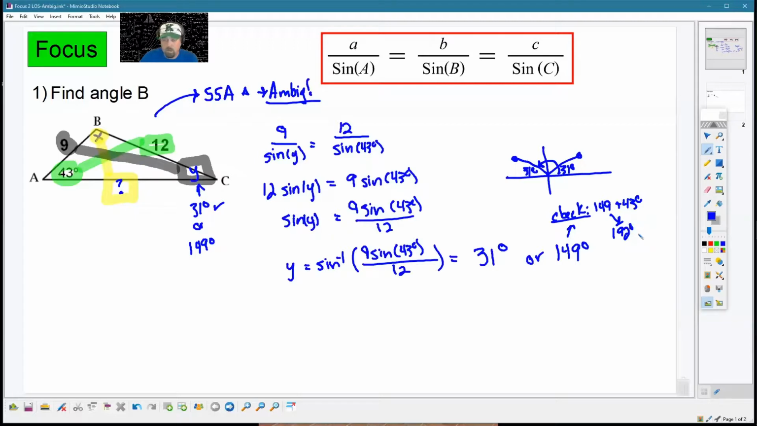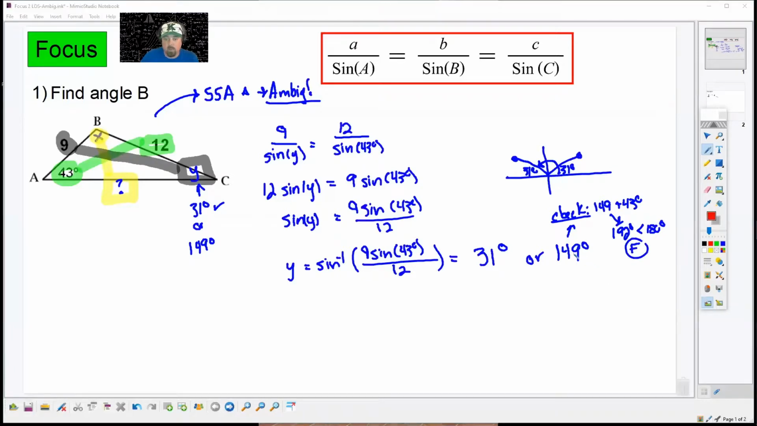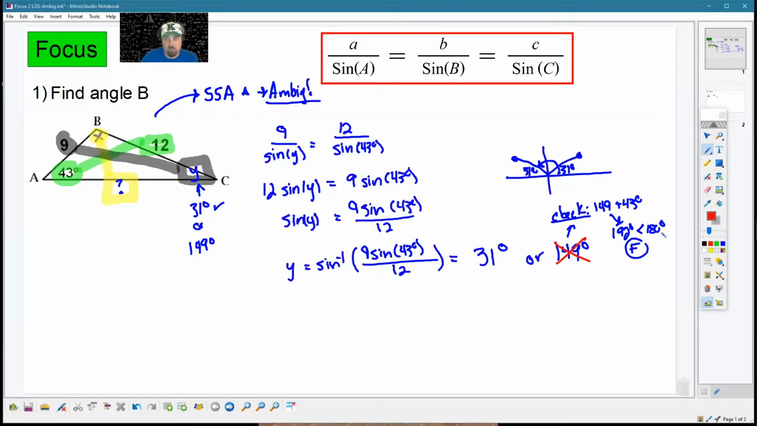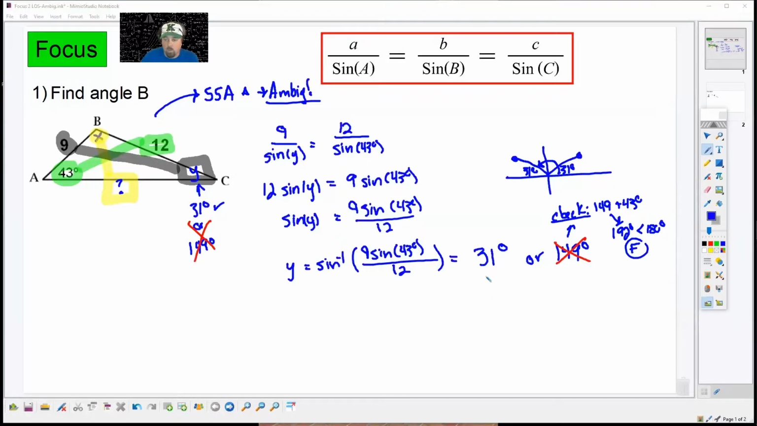Is it possible to have a triangle where two angles add to more than 180? No. This number has to be less than 180 degrees. Since this is a false statement, even though it was possible, does it actually happen this time? Doesn't. So is there an "or" for this one? There's not. It doesn't work. It doesn't always have to work.